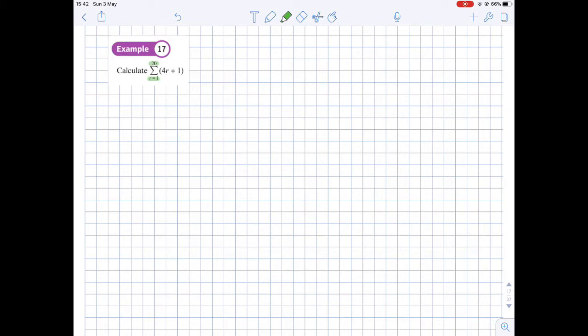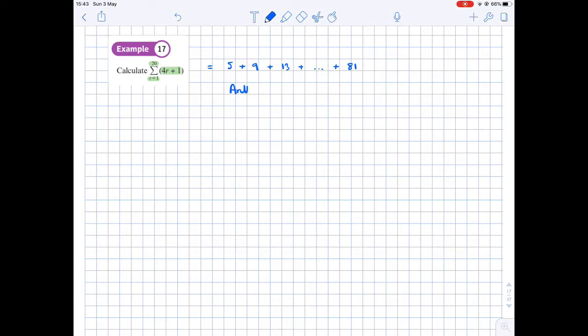Example 17. In this one, we have sigma, so we're summing from r equals 1 to 20, so the first 20 terms of the series which has a rule 4r plus 1. Now it is always worth trying to write the series out first of all. So 4 times 1 is 4, plus 1 is 5, 4 times 2 is 8, plus 1 is 9, 4 times 3 is 12, plus 1 is 13. So hopefully you can see we're just adding on 4 each time up to the 20th term, which you could work out to be 81.